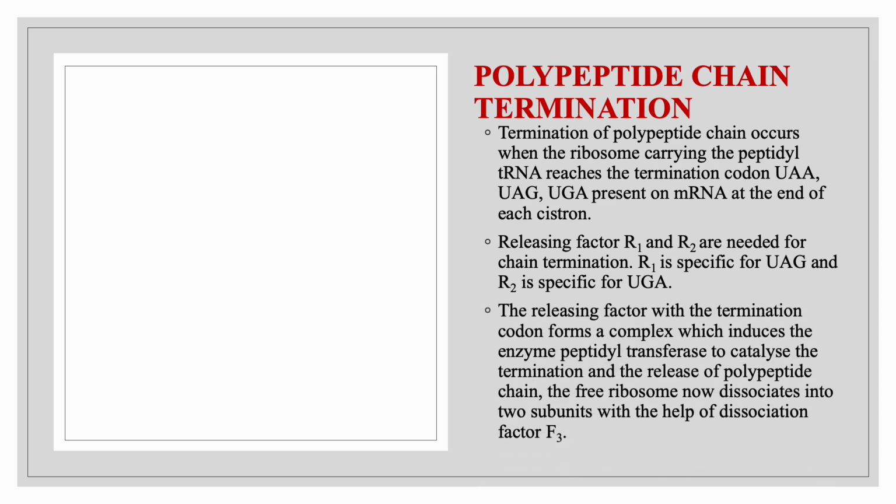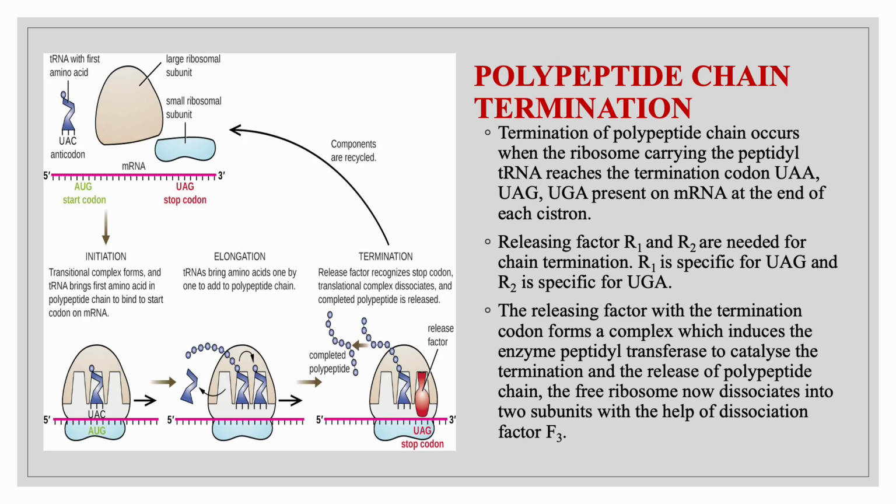The releasing factor with the termination codon forms a complex which induces the enzyme peptidyl transferase to catalyze the termination and release of the polypeptide chain. The free ribosome now dissociates into two subunits with the help of dissociation factor F3.